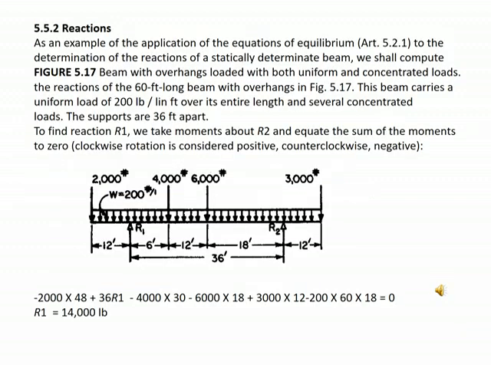When the weights are distributed on the beam, there will also be reaction forces. For example, there is a 50 feet long beam with a 200 pound per foot load, and the supports are 36 feet apart, so there will be reaction forces. Reaction force R1 can be calculated as: minus 2,000 multiplied by 40, plus 36 R1, minus 4,000 multiplied by 30, minus 6,000 multiplied by 18, plus 3,000 multiplied by 12, minus 200 multiplied by 60 multiplied by 18 equals 0. In this way you calculate R1 as 14,000. So this is for the reaction force.